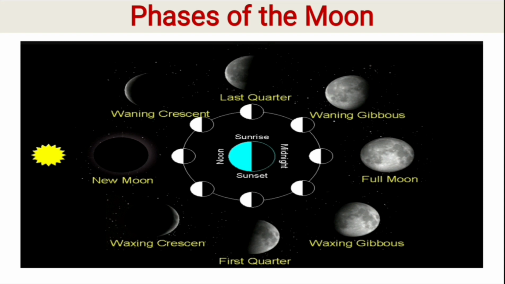After this, once again, the last quarter phase, and then the moon shrinks back to a crescent, and it is called waning crescent, which is less than last quarter. And finally, it comes back between the Earth and the sun again, which is called the new moon. Actually, it needs 28 days to complete the phases.